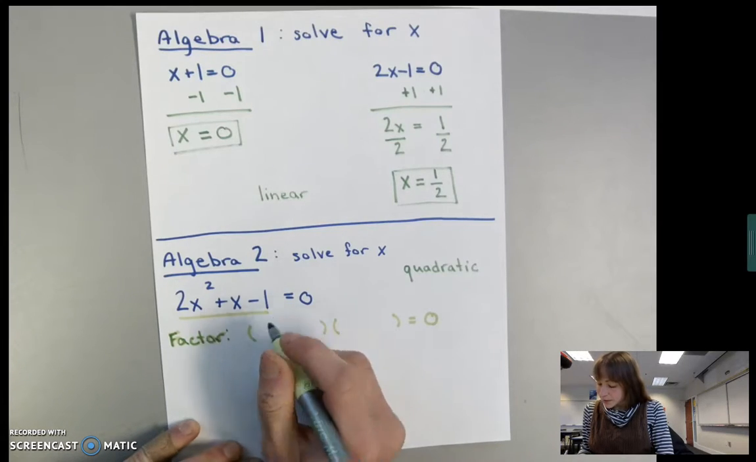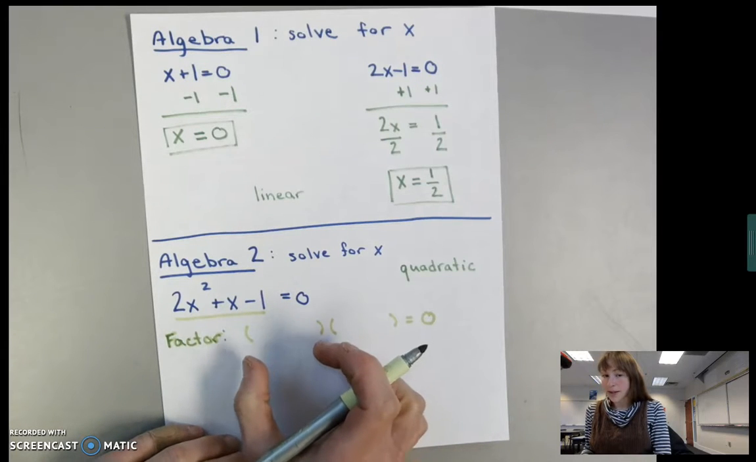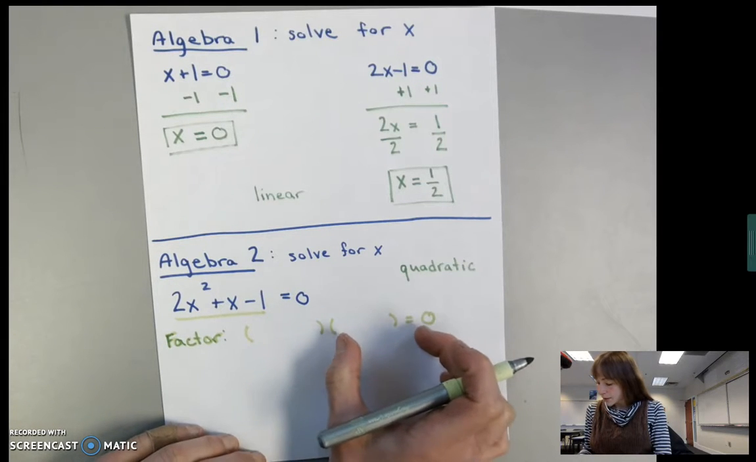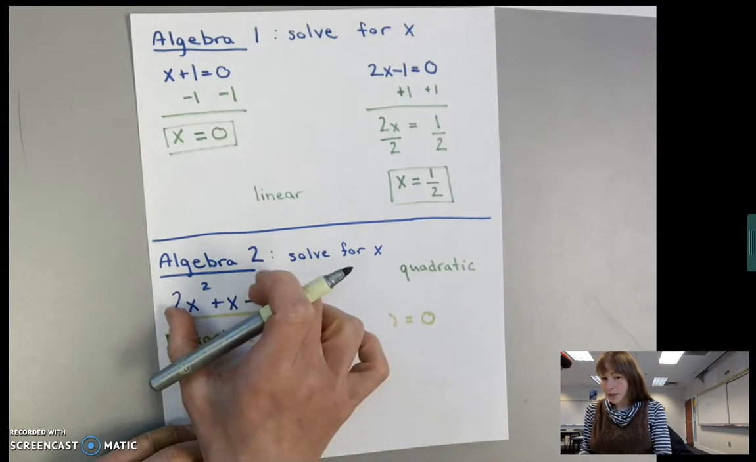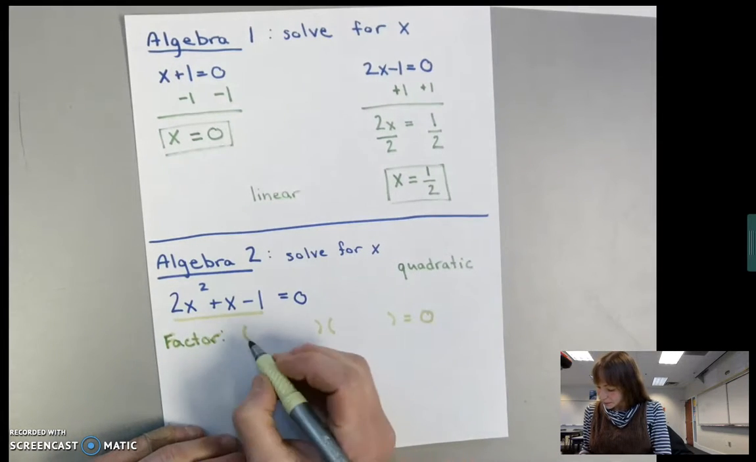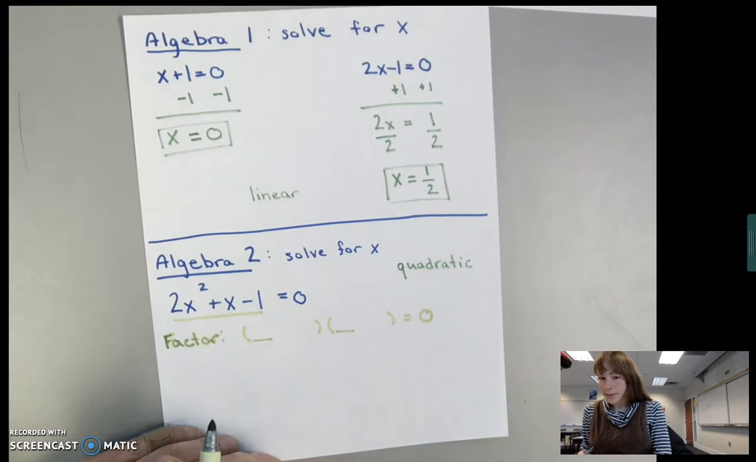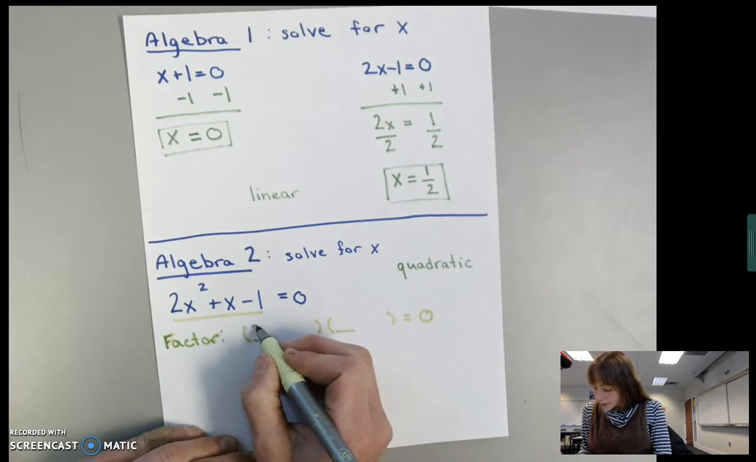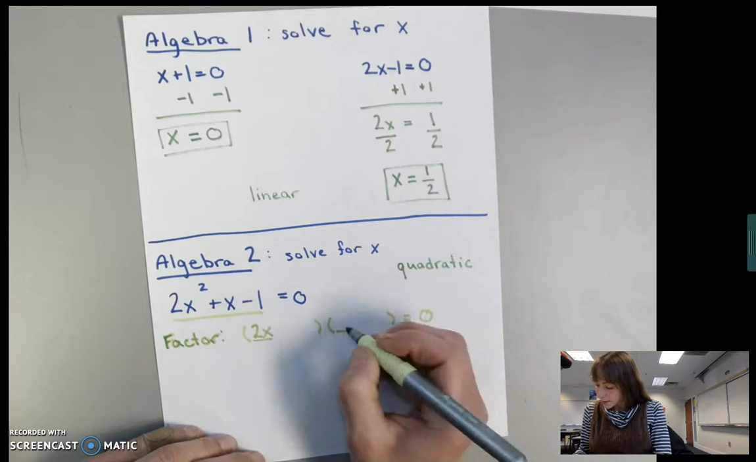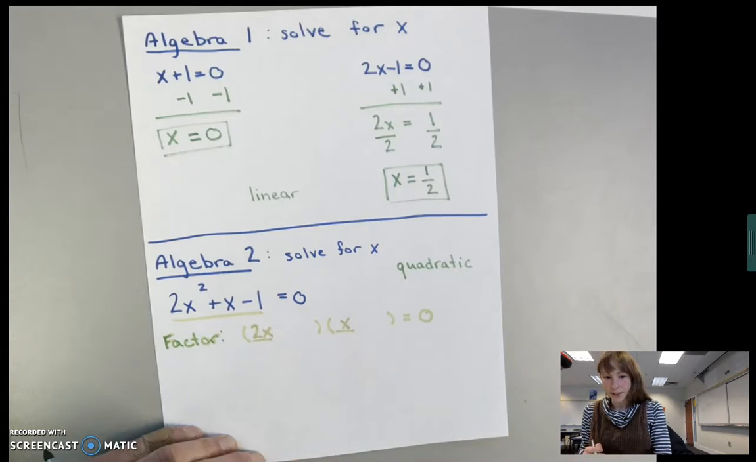So if you remember, it's kind of the reverse of the FOIL process. So when I say FOIL, I mean multiply two linear terms together to get a quadratic one. Now we're breaking up the quadratic one into two linear terms. So this term and this term need to multiply to give us 2x squared. So the best way to do that is 2x and x. That's the first times the first equals the first.